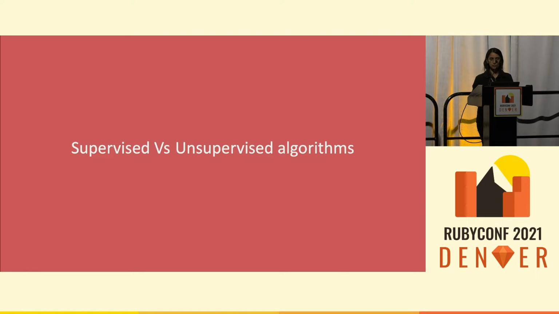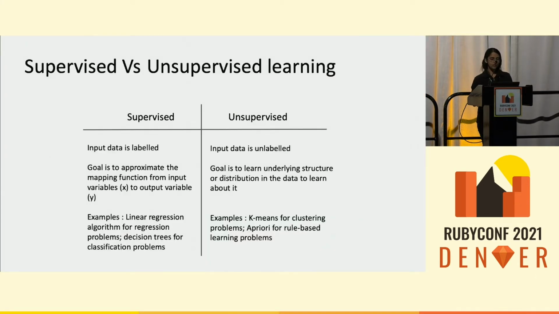Though there are semi-supervised and reinforcement learning algorithms as well. What's a supervised learning algorithm? It's when the data fed into the model is labeled, and unsupervised is when the data fed into the model is unlabeled. The goal in supervised learning is to determine the mapping function from the input to the output variable, when you have a clear distinction of what the expected output should be.